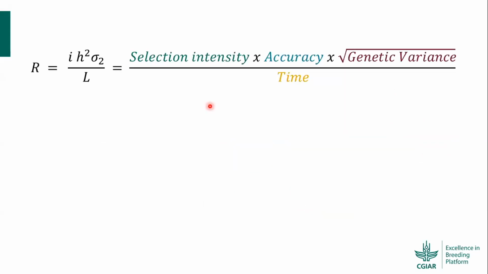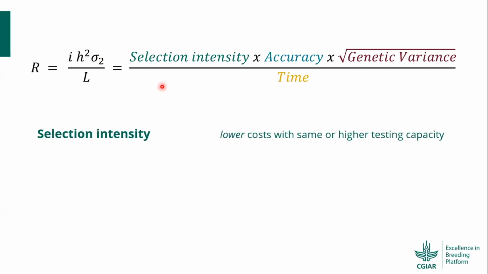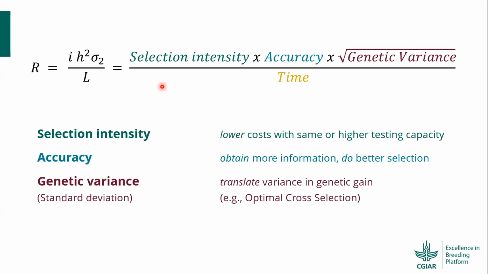When we look at the breeder's equation, and please ignore this part, this shouldn't look like that. So when we look at the breeder's equation, we say that we are trying to optimize the breeding scheme. What we really mean is that for selection intensity, we are trying to lower the cost with same or higher testing capacity. When we talk about the accuracy, we basically are trying to obtain more accurate information and do better selection.